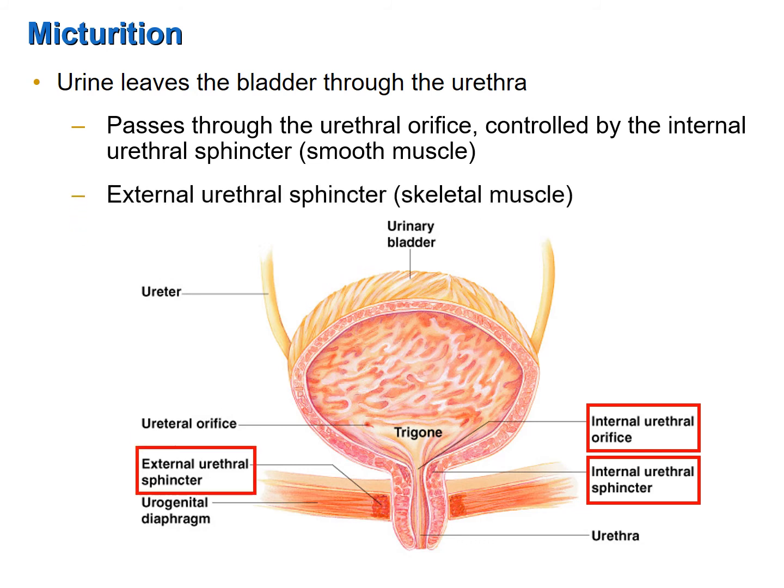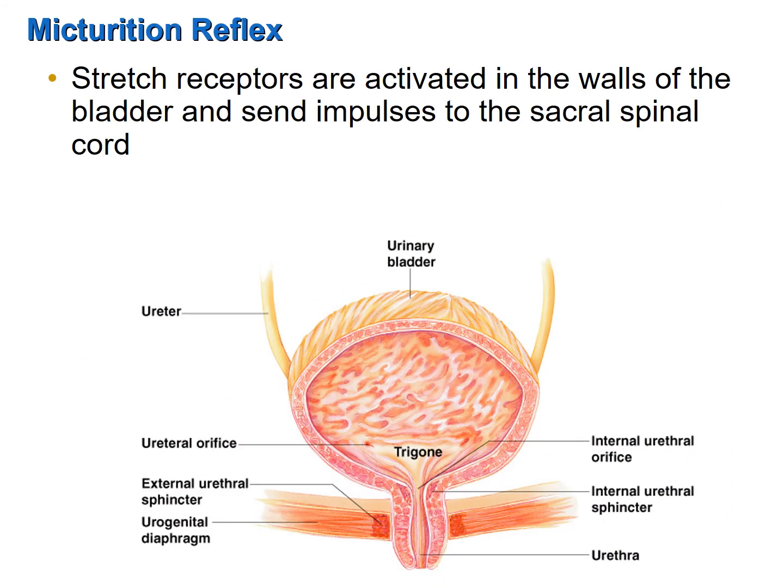Another set of muscles called the external urethral sphincter, which is composed of skeletal muscle, controls the exit of urine from the urethra to the outside world. Obviously, since smooth muscle and skeletal muscle are both involved in this process, micturition has both an involuntary and voluntary component.